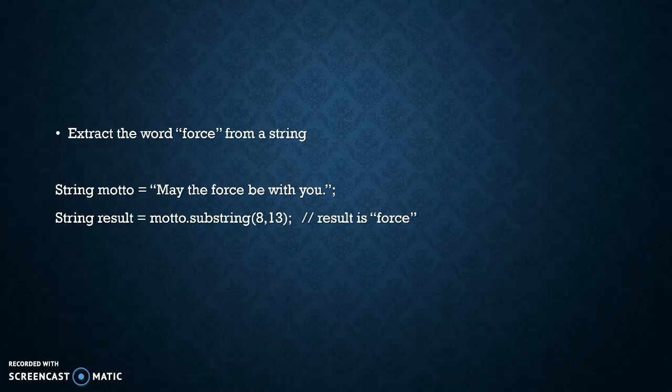Extract the word force from a string. Again, using motto as our example, motto.substring. So force starts at the 8th character and it ends at the 12th character. Because we want to make sure that we get all the characters in force, we want to make sure that our ending point is 1 beyond where we actually want to stop.